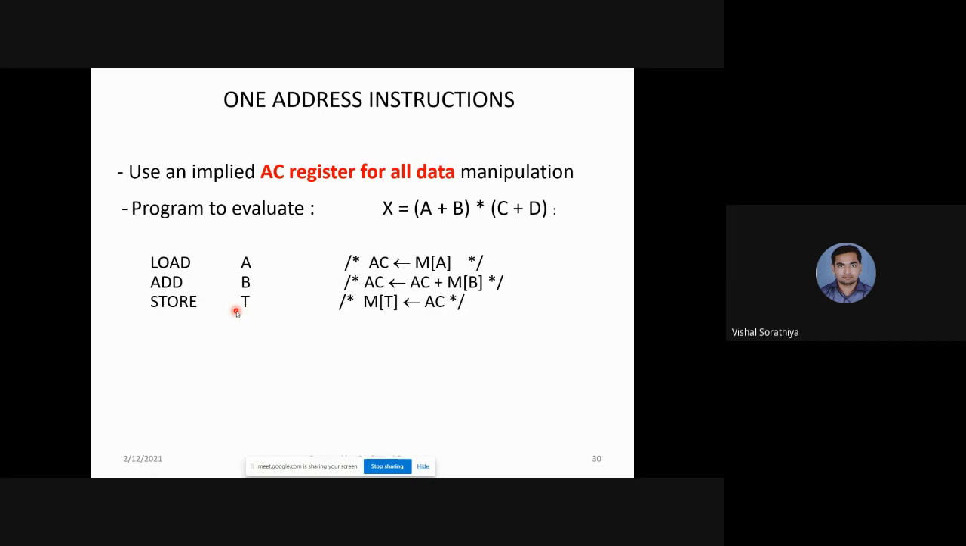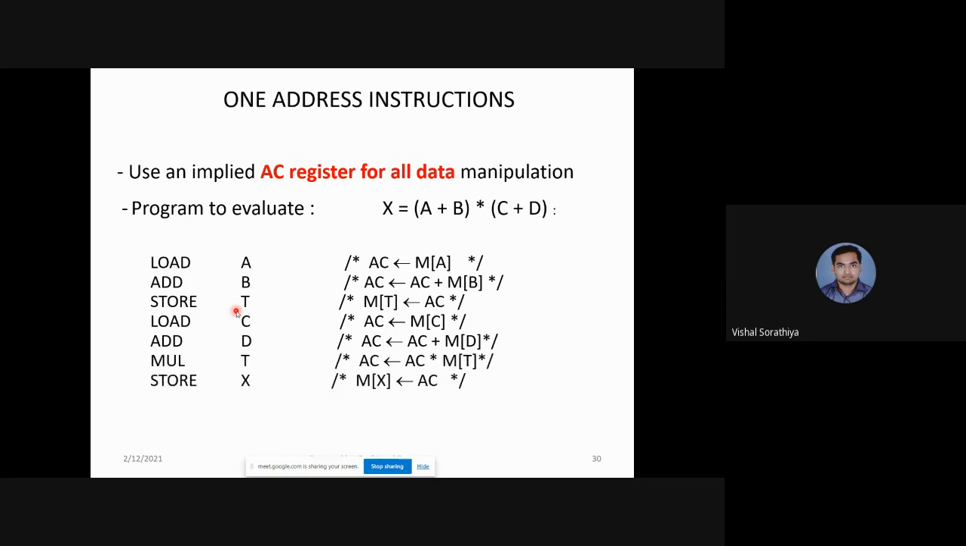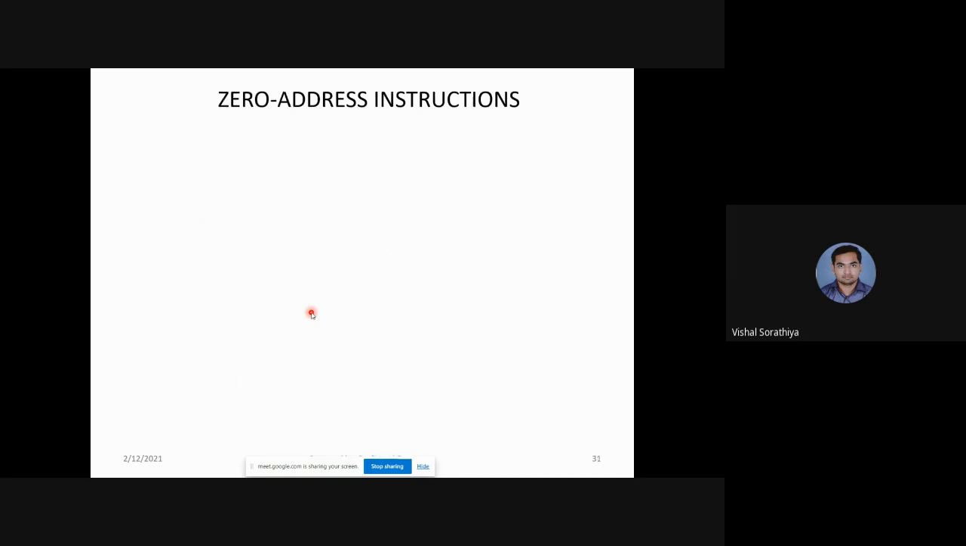Load A, then add B, then store into the temporary T, then load C in the accumulator, then add D, then you multiply it with T, then store into X. So load, add, store. All of this is done with the accumulator only. Every time you need to take the accumulator as a reference, and you need to do load, add, store, load, add, multiplication, all the instructions like this one. So that's another example of the one address instruction.